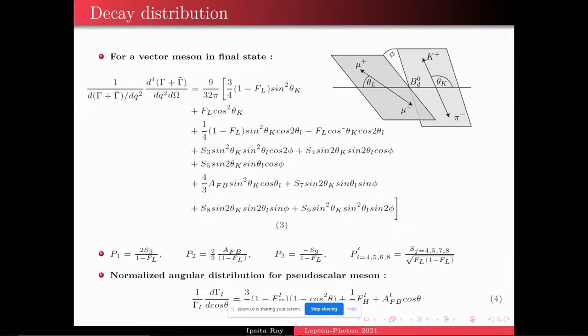Similarly, when you have a pseudoscalar meson in the final state, the decay distribution is described in terms of the angle theta and q squared. Experimentally, we have measurements of FH and AFB, where AFB is the forward-backward asymmetry of the dilepton system.